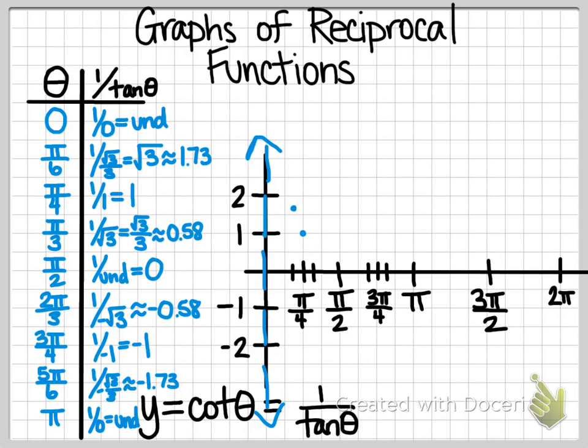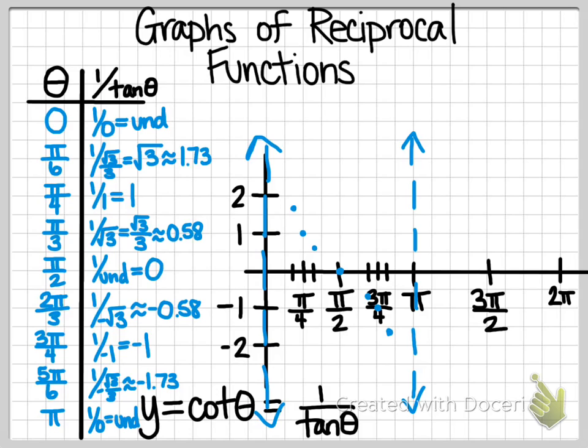Pi over 3, 0.58. Pi over 2, 0. 2 pi over 3 is negative 0.58. 3 pi over 4, negative 1. 5 pi over 6, negative 1.73. And then at pi, we're undefined, so there's another asymptote.